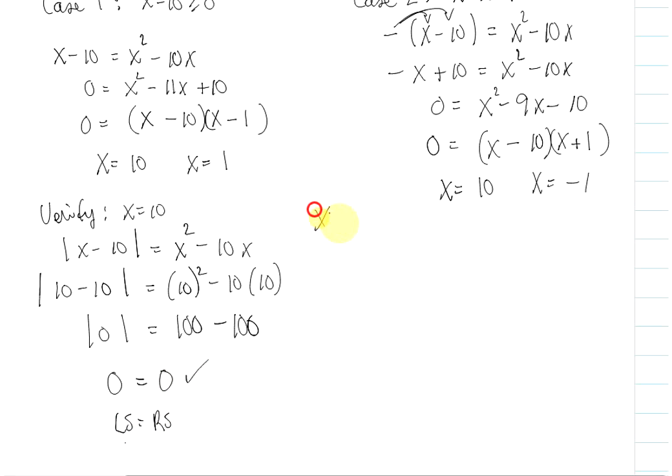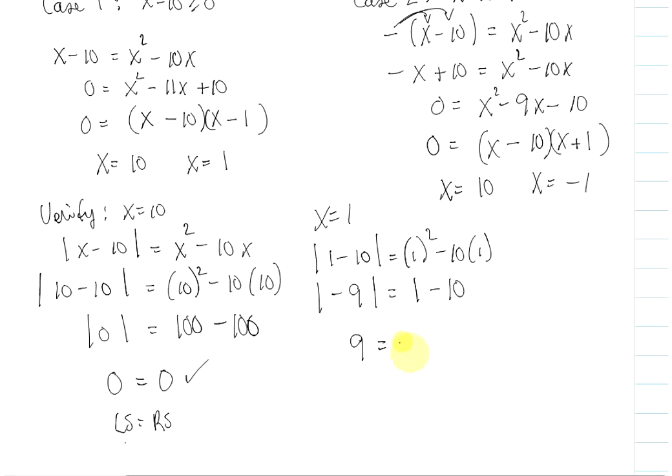Okay, next we will do x equals 1 into the original equation. So we will get the absolute value of 1 minus 10 equals 1 squared minus 10 times 1. And so we get the absolute value of negative 9 equals 1 minus 10. Absolute value of negative 9 is 9, and that does not equal negative 10. So left side does not equal right side. So x equals 1 is not a possible answer.